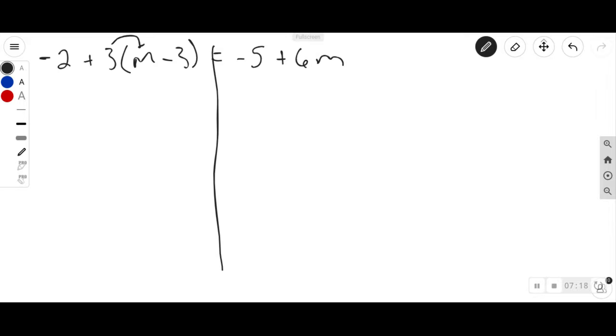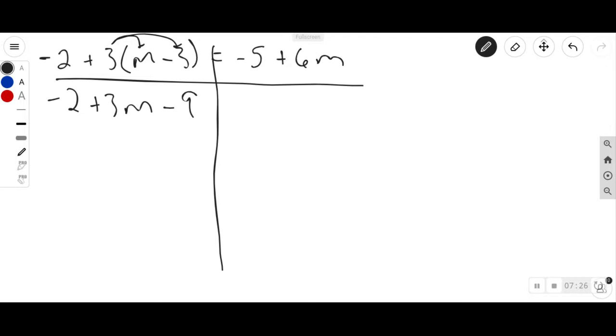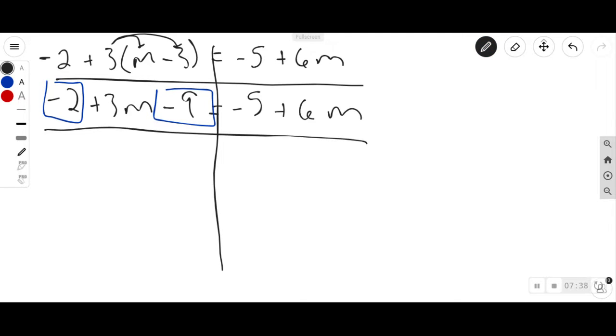I've got distributive, so I want to deal with that first. So that's going to be plus 3m minus 9, negative 5 plus 6m, just bring it all down. Now I do have some like terms over here on the left, so I'm going to combine those. So 3m minus 11 equals negative 5 plus 6m.